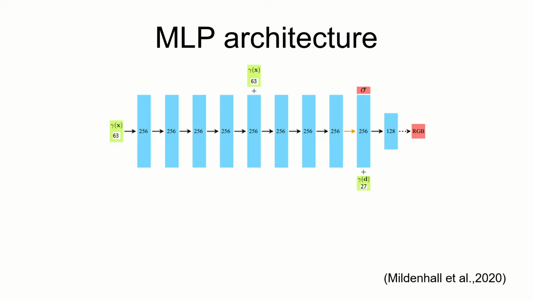In order to optimize the neural network at each iteration, we try to minimize the total squared error between rendered and true pixel color. The MLP outputs volume density and RGB value of each point on a ray.